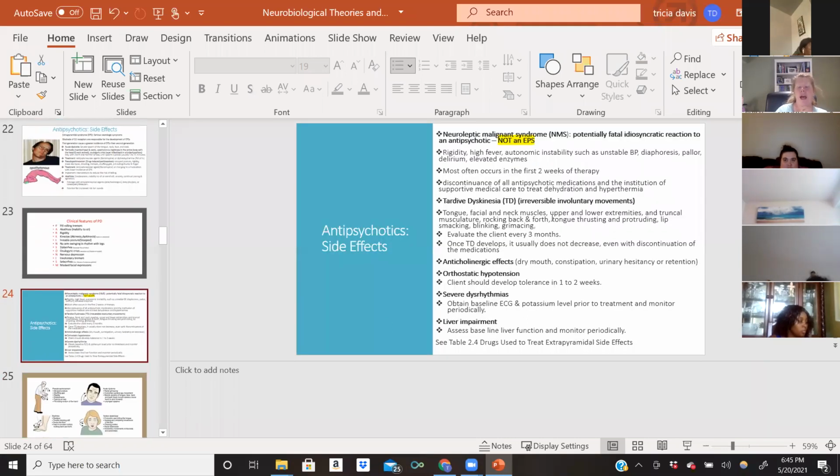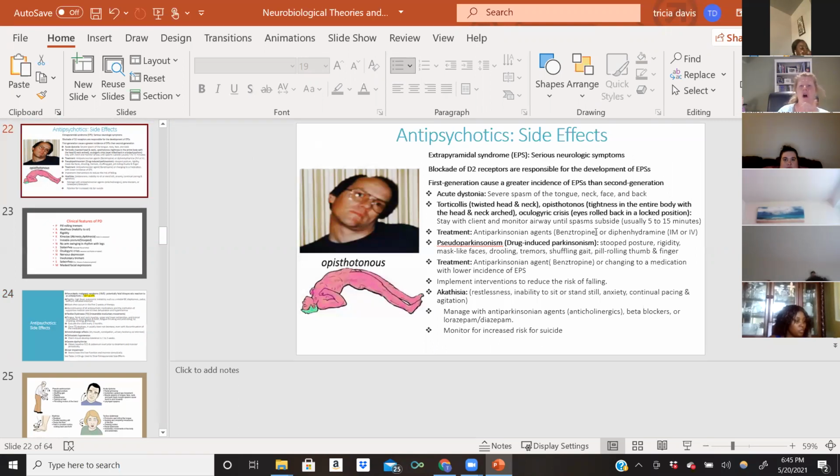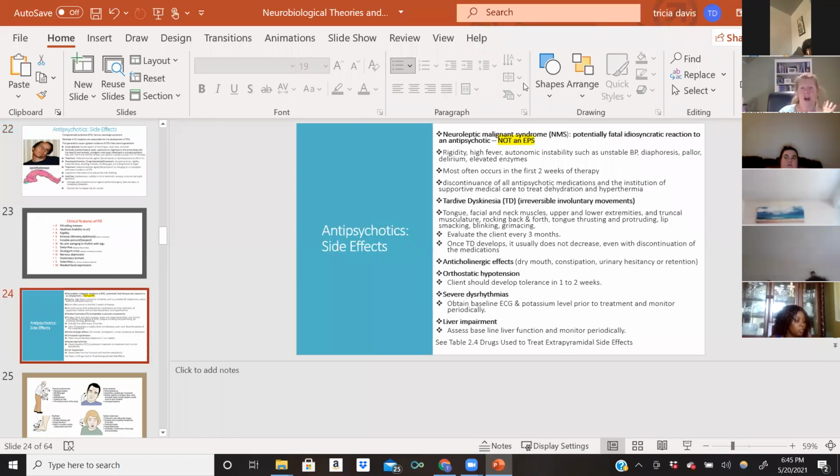So you can also have, as a side effect, neuroleptic malignant syndrome. So that other slide that we just talked about, these are all the extrapyramidal syndrome side effects that you would see. When we move to this slide, these are just other side effects, but they are not EPS. All right, I don't want you to get that confused.